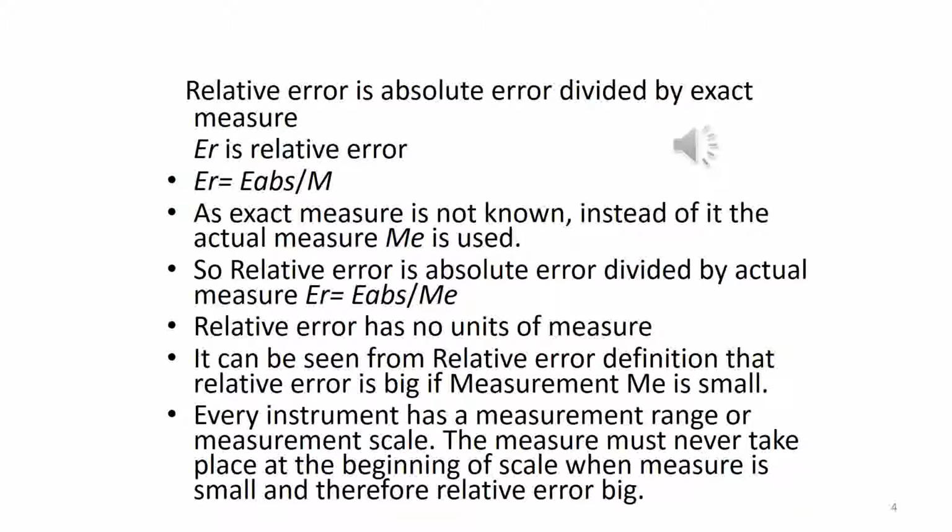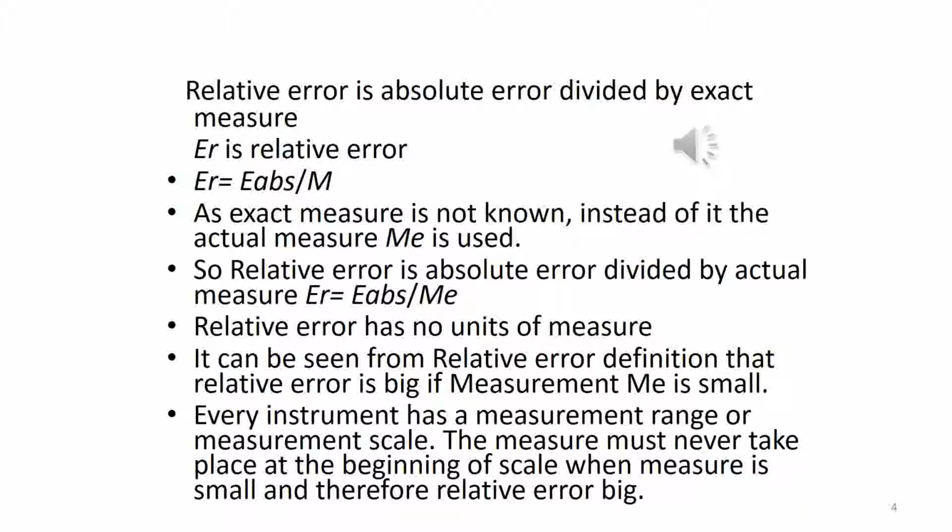Relative error is absolute error divided by exact measure. ER is relative error. ER equals E abs divided by M. As exact measure is not known, instead of it, the actual measure ME is used. So relative error is absolute error divided by actual measure. ER equals E abs divided by ME. Relative error has no units of measure.